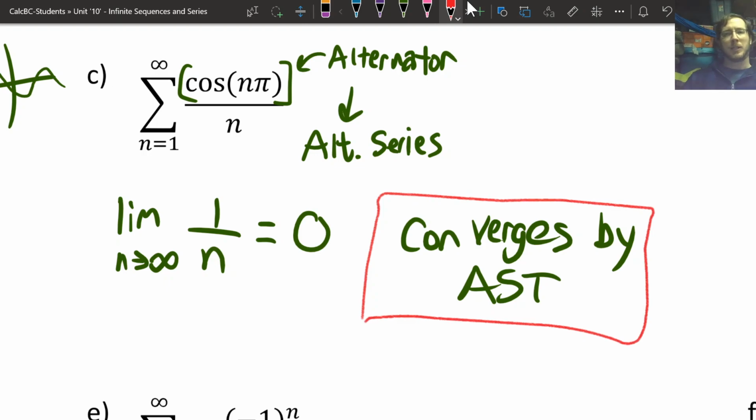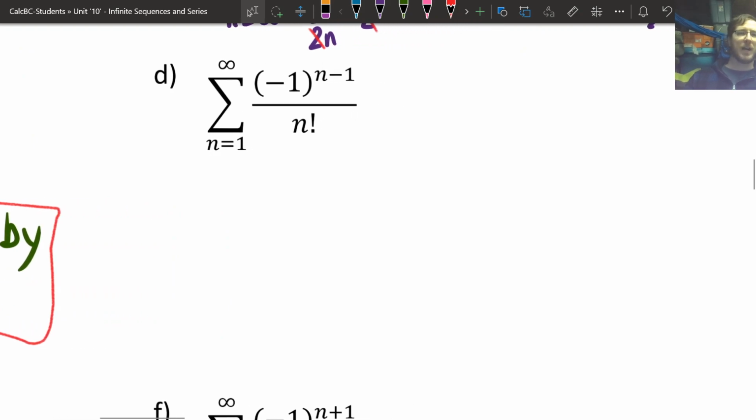All right. Let's do one more together. Part D. We've got the infinite series of (-1)^(n-1) over n factorial. So again, keep your eyes out for those alternators.